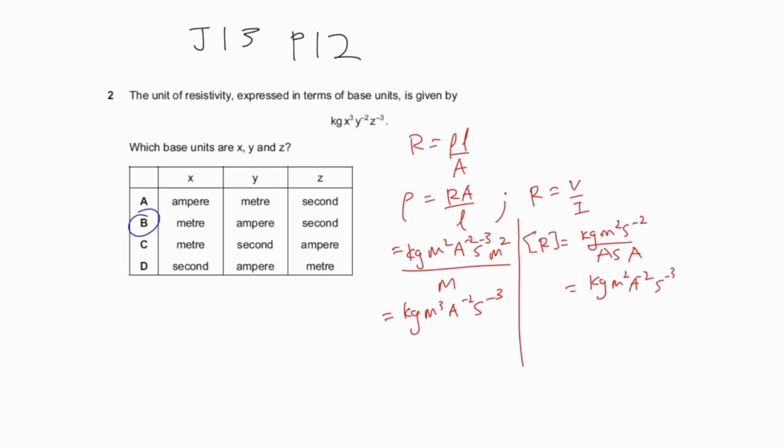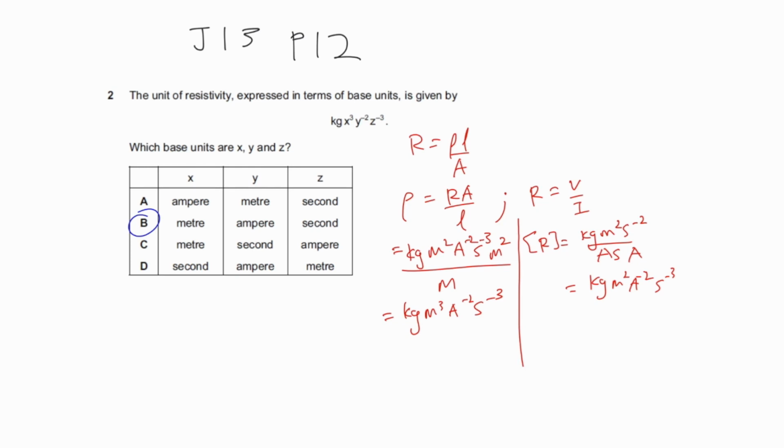They gave you the expression in terms of base units for resistivity, and they ask you to find what X, Y, and Z are. So for this question, what we need to do is to write down the formula that has resistivity, which is R equals rho L over A, where rho is your resistivity. You will find this formula in the topic of current of electricity. Since we want to find the units of resistivity, we shall make it the subject. So rho equals RA over L.